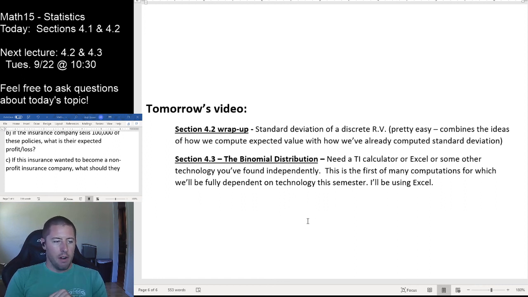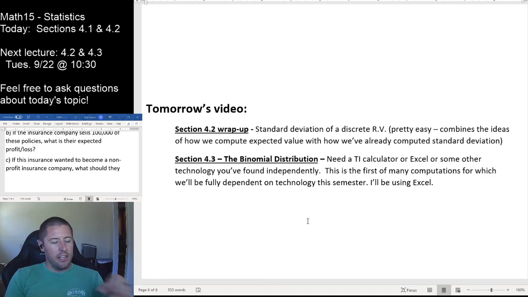A bigger part of tomorrow will be making sure that we can use Excel, or that you can use your calculator, to perform the computations that we need for the binomial distribution, and looking at what applications are relevant here. So a little bit more technology in tomorrow's video. Expect that. If you don't have Excel, download it tonight if you can.